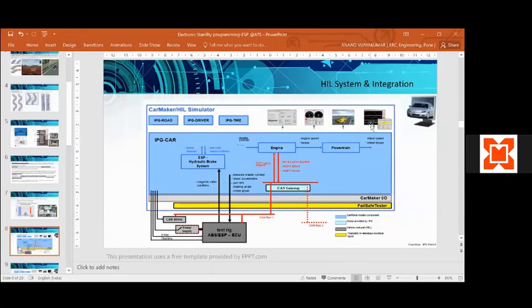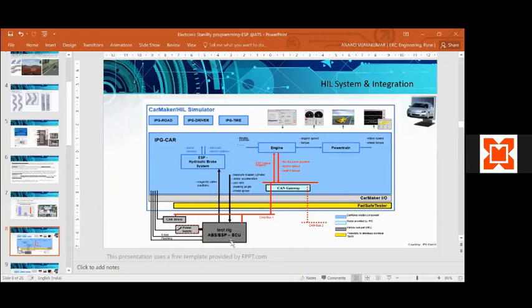Coming to the HIL integration, in the earlier slide I showed the block diagram. This is a typical integration of a CarMaker HIL system, where there is a software module, CarMaker, which has IPG Road, IPG Driver, IPG Tire, and IPG Car, which need to be parameterized. And there is a GUI on the host PC to access the model and for analysis.